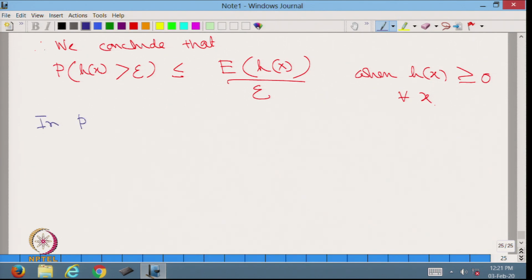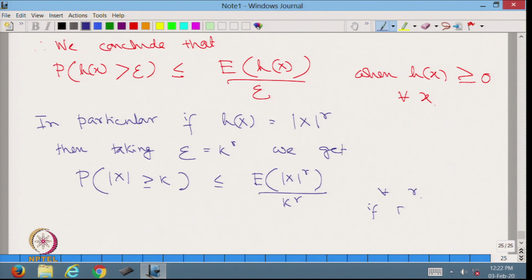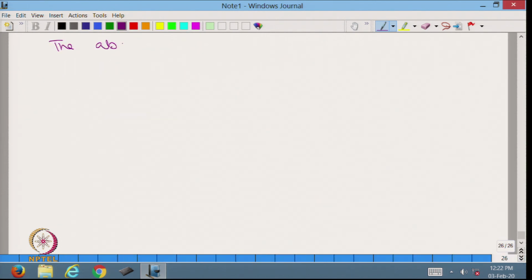In particular, if h(x) is equal to modulus of x to the power r, then taking epsilon equal to k to the power r, we get probability modulus of x greater than or equal to k is less than or equal to the expected value of modulus of x to the power r divided by k to the power r, for all r, if the expectation of modulus of x to the power r exists. The above is called Markov inequality.